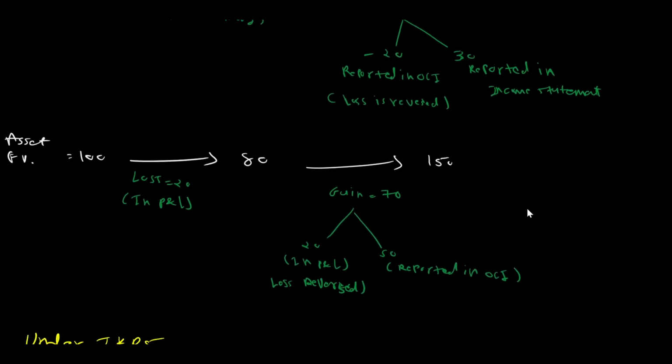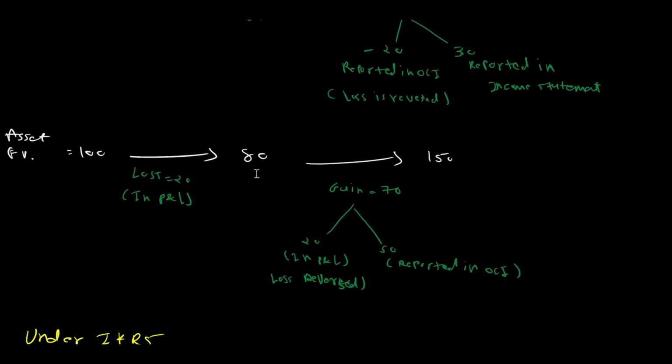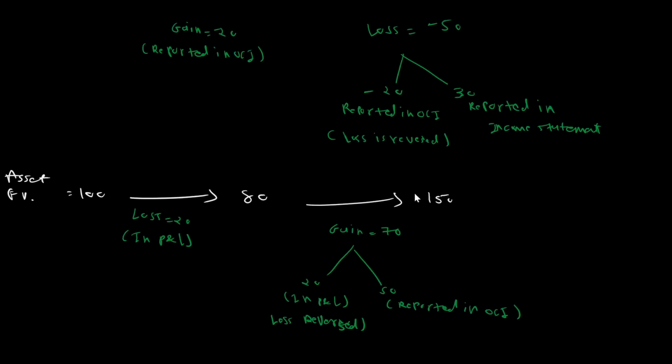And in the second case I have 100 rupees. In the second year the value of my asset comes down to 80. So I show the loss in the P&L. And in the next year the value of my asset increases to 150. So I have a gain of 70. So 20 rupees of last year's loss is reversed in the P&L, and 50 rupees of profit is reported in the OCI.